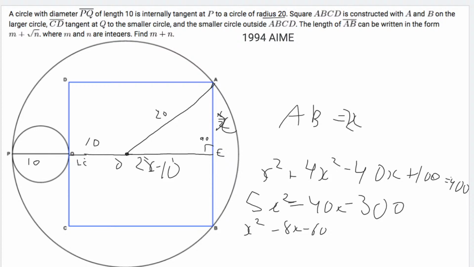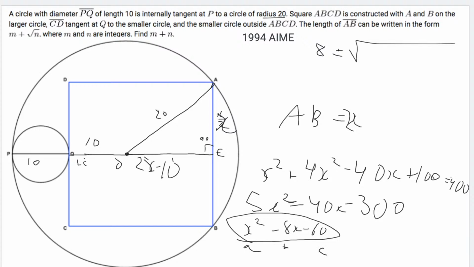Now all we have to do is put this in the Pythagorean theorem, and we'll get the answer after. Yeah, this is the equation we have. And if you put this in the quadratic formula, you get 8 plus minus square root of b squared, because this is the term b, this is a, and this is c.